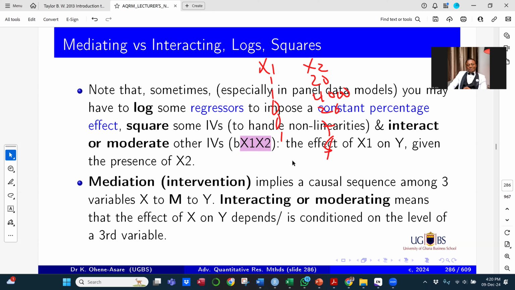Now, if you want to interact, you create another variable called x1, x2. You take the x1 value and multiply by the x2. The first variable will be 20. The second variable will be 4,000. The next variable will be 0. The next will be 0. The next will be 0. Do you realize that the x1, x2 column has changed? Do you see that? That is how the interaction, the moderation, is done.